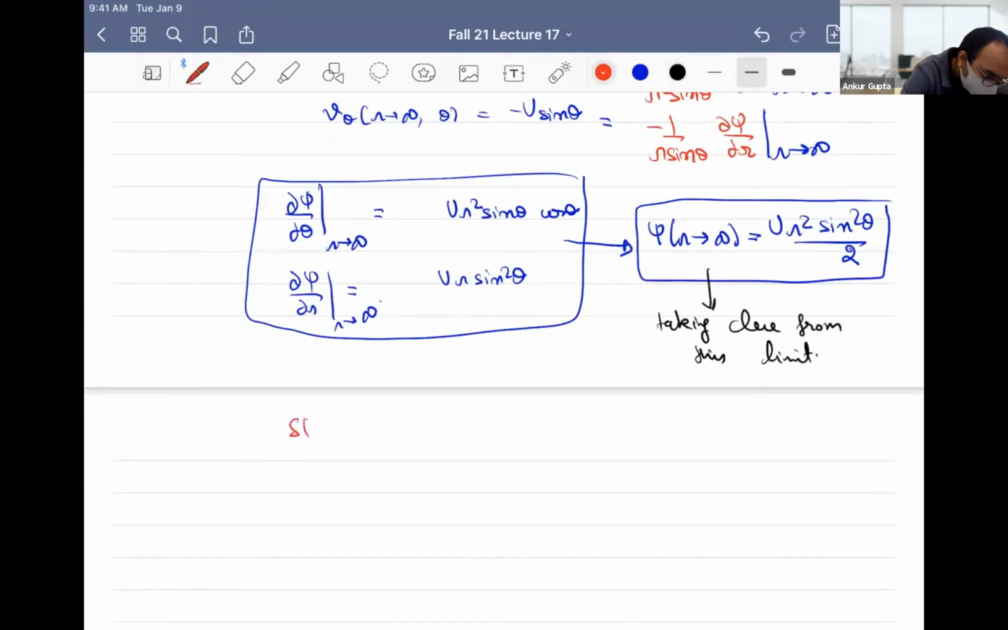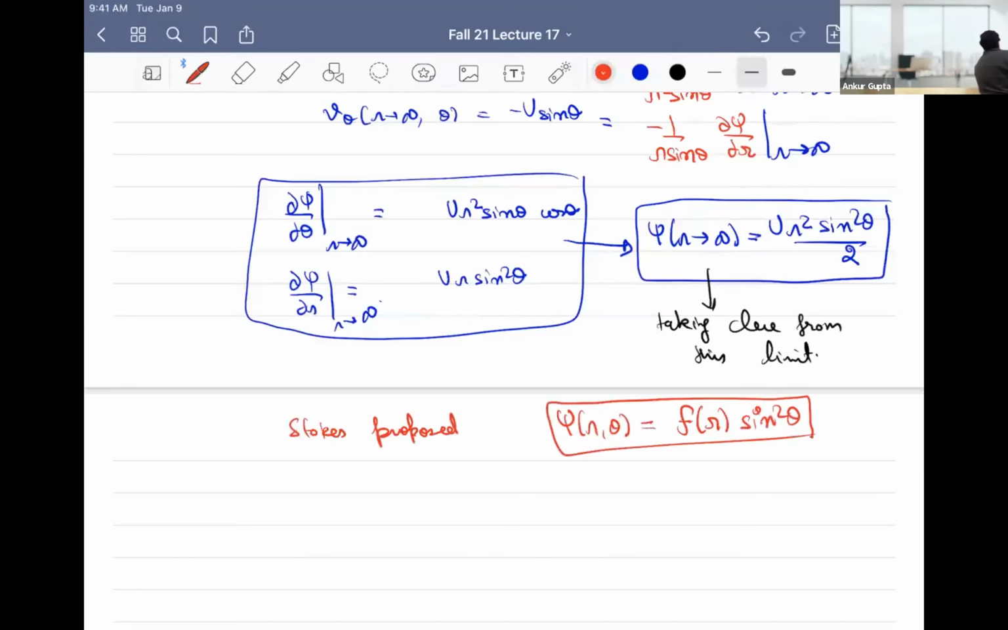Stokes proposed psi of r comma theta, which is what we want to solve, in the form of a function of r times sine square theta. This is the genius of the Stokes result. We get to see that at infinity there is some sine square theta going around, and I definitely know things are changing with r. I know the velocity is 0 at the surface and U far away, but this theta dependence is really bothering me. So why don't I just say that the sine square theta dependence will be carried throughout? And this is a guess. This is not an exact formula.